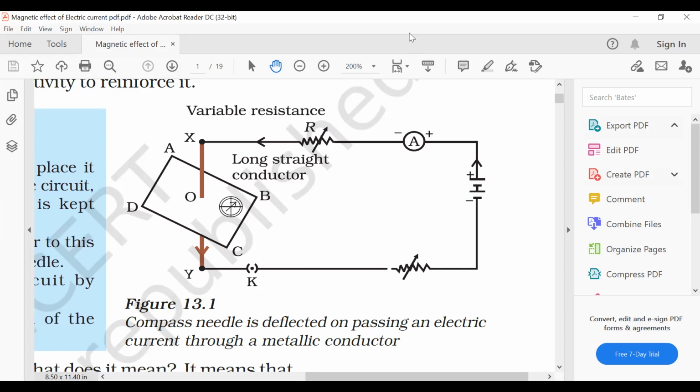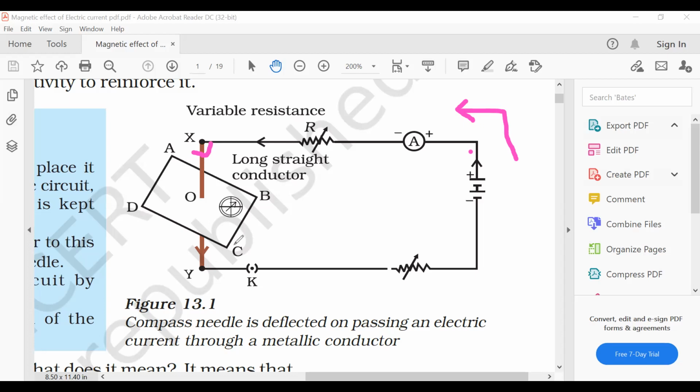the current always flows from positive to negative. Please remember, the current always flows from the positive end to the negative end. Then how do electrons flow? Of course, you have learned that electrons flow from negative to positive, right? So the current will flow from positive to negative. In this case, the current will flow from X to Y. Here the points X and Y are the ends of the conductor, right?